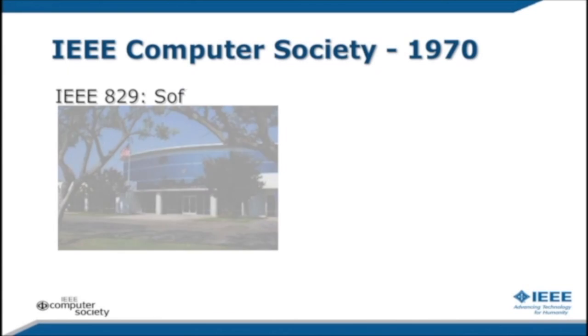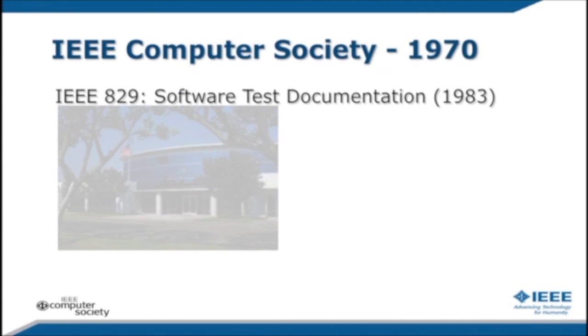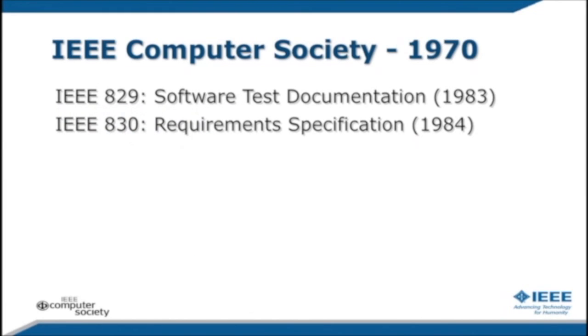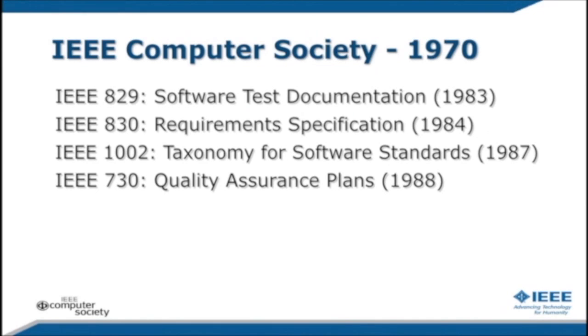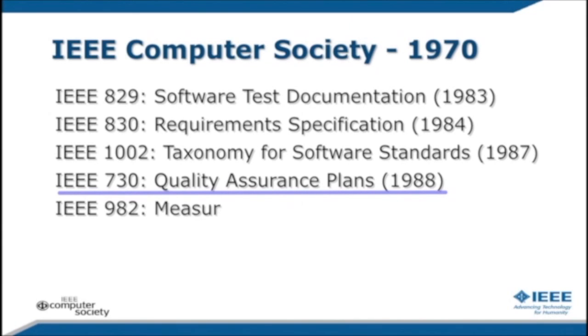The first of these standards, 829, on test documentation, appeared in 1983. The next, 830, on requirement specification, appeared the following year. 1002, the taxonomy for software standards, appeared in 1987, and a year later, Standard 730 on quality assurance plans made it clear that when you talked about software engineering, you were talking about quality control and you were utilizing the ideas of Shewhart.